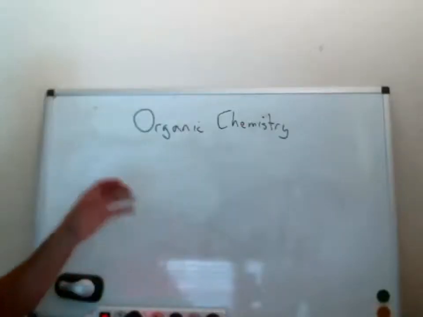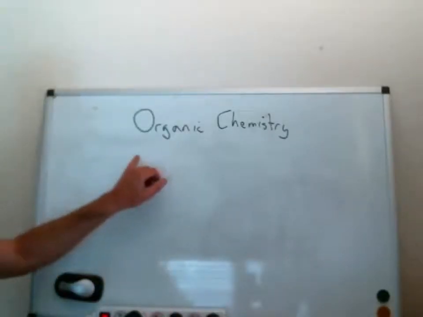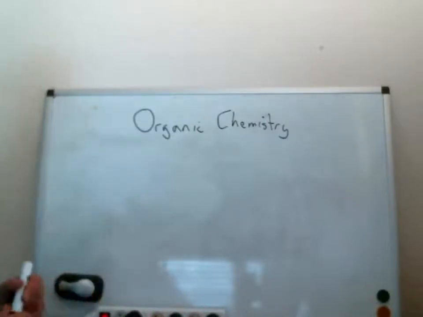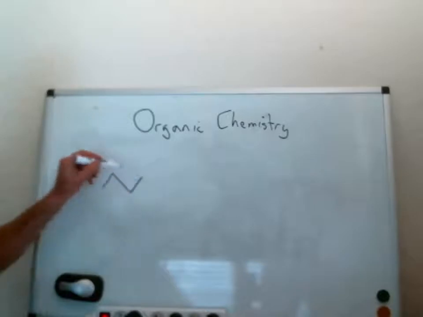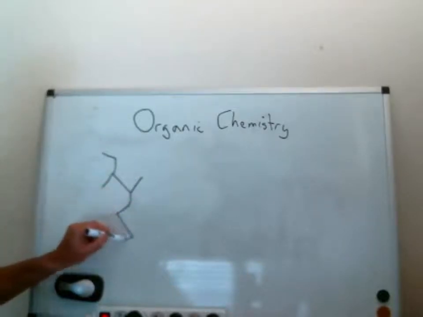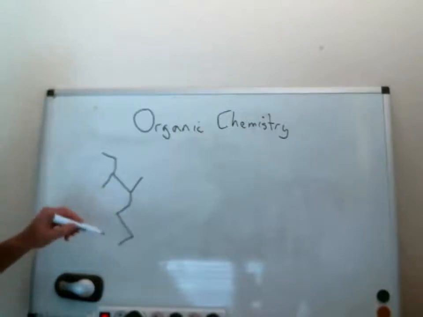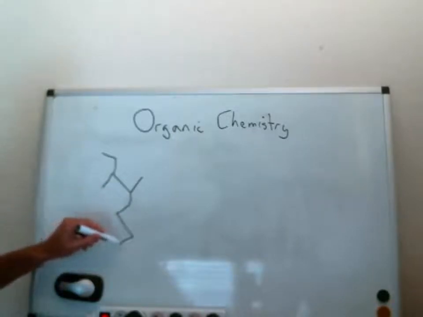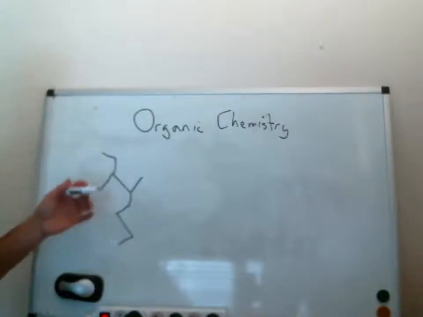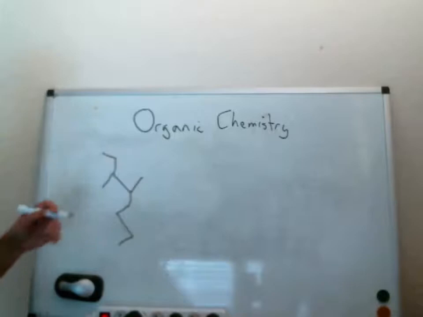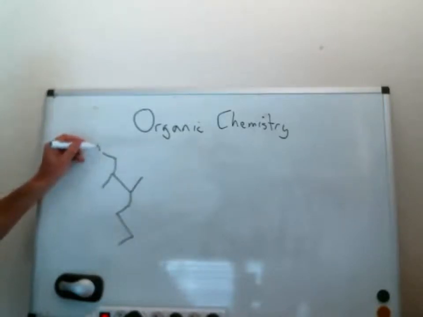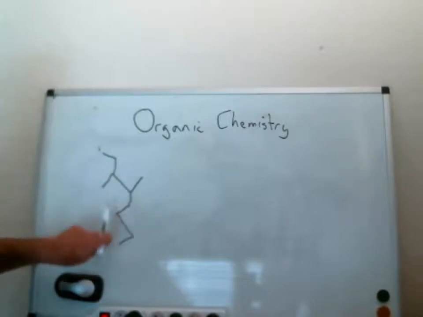So to summarize, we need to find the longest chain in the molecule. We need to number the carbons in the chain. So if we have a molecule like this, let's have a long one here, we need to find the longest chain, which would be this one. So it goes through to here, that would be the longest possible chain, and then we need to number it to get the smallest numbers for the side chains. So we should start here because there's none down at the bottom.